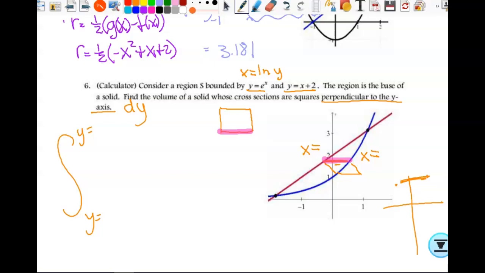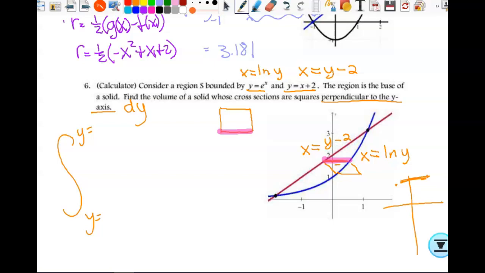All right, and then here, same thing. If I'm solving for x in terms of y, using inverse operations, we just subtract 2, so x equals y minus 2. So over here, the x on the right is natural log y, and the x on the left is y minus 2.